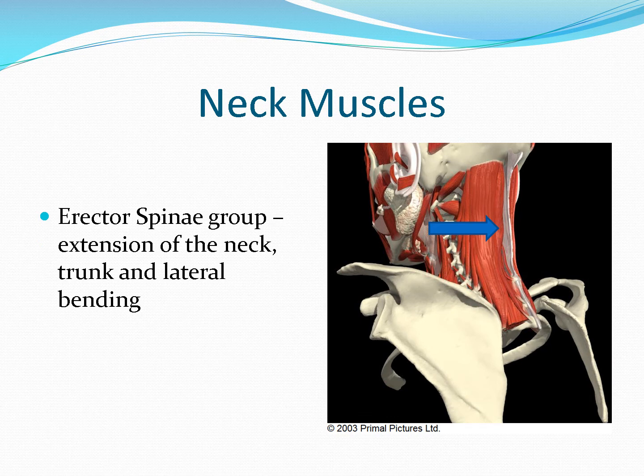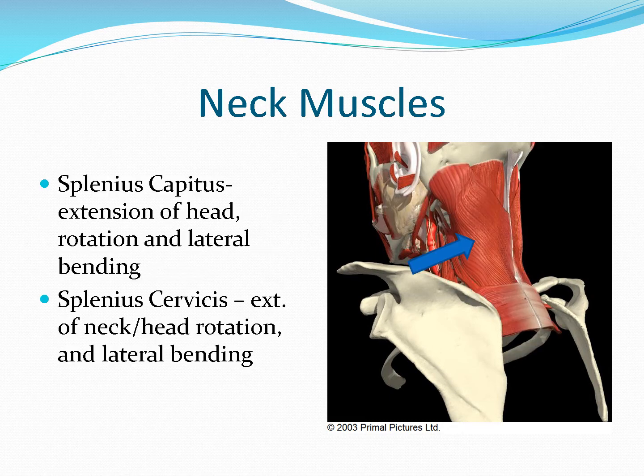The erector spinae group is responsible for extension of the neck and the trunk, as well as lateral bending when they are turned on unilaterally. And you can see a picture of those on page 255.